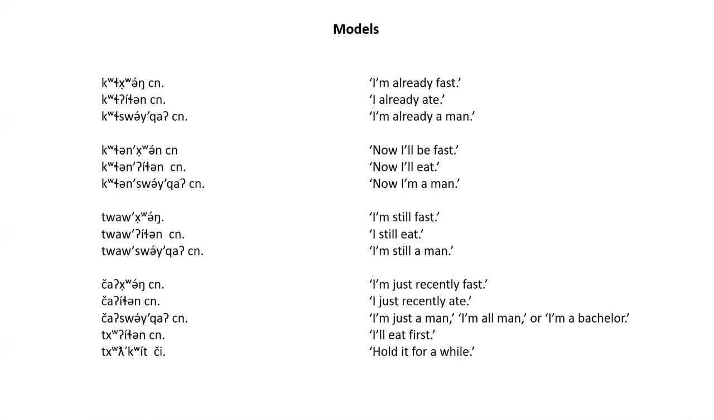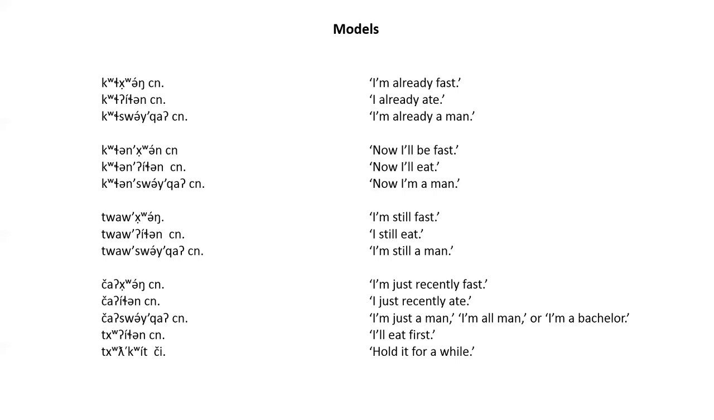So the first set of models, with the K raised W and barred L prefix, the basic meaning of this prefix is already. And you can put this on apparently any word to add the meaning already to whatever the stem means. The already prefix most commonly appears on adjectives and verbs, and it can occur on any noun that makes sense. For example, Skatlin means it's already food.